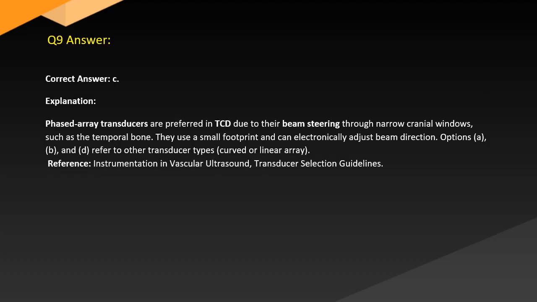Answer. Correct answer: C. Explanation. Phased array transducers are preferred in TCD due to their beam steering through narrow cranial windows, such as the temporal bone. They use a small footprint and can electronically adjust beam direction. Options A, B, and D refer to other transducer types, curved or linear array. Reference: Instrumentation in Vascular Ultrasound, Transducer Selection Guidelines.